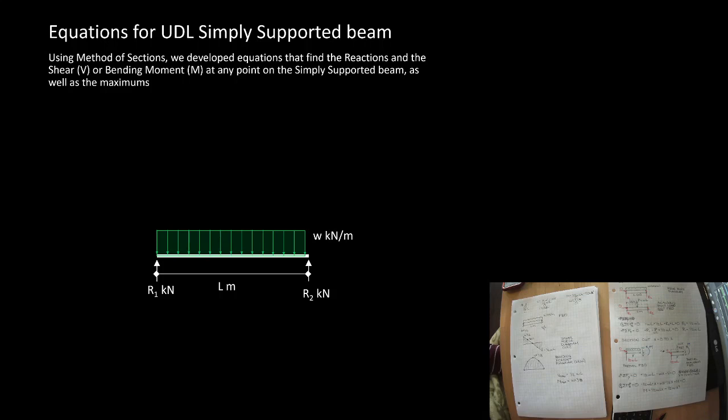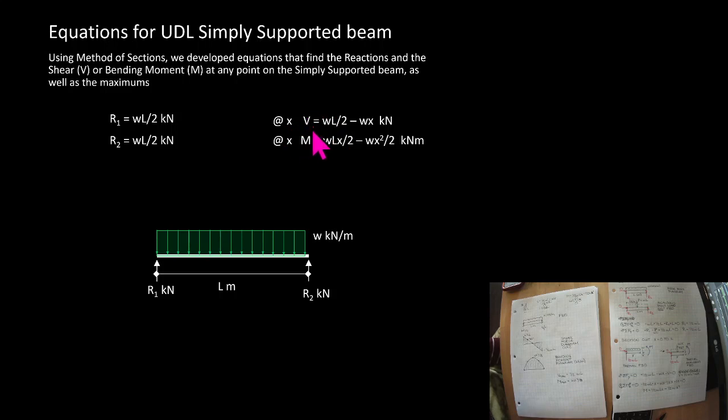Because for a uniformly distributed load on a simply supported beam using method of sections, we developed equations that find the reactions and the shear or the moment at a point anywhere along the beam, as well as the maximums. So we saw that reaction 1 and reaction 2 equaled each other, which was WL divided by 2, which also equaled the shear. These are the equations at any point along its length, but these equaled the maximum shear as well. Vmax, WL divided by 2, Mmax, WL squared divided by 8. These you should know.